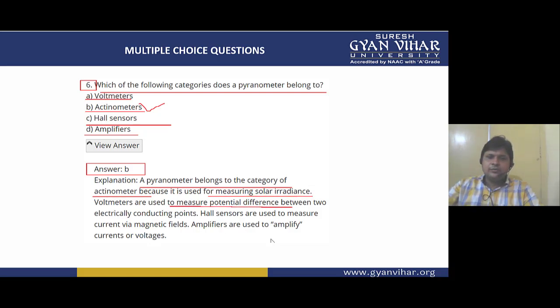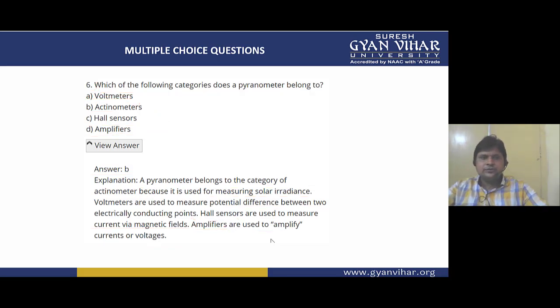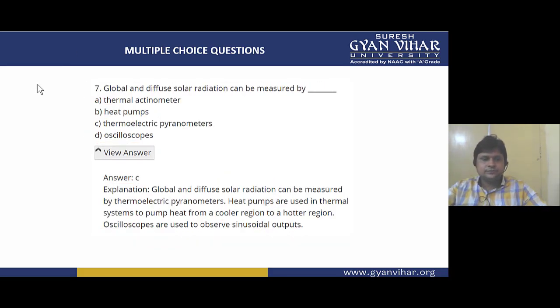Voltmeters, we all know, are used to measure the potential difference, and Hall sensors are used to measure the current via magnetic field. Amplifiers are used to amplify current or voltage. Alright, so you can see that only one among the 4 options is used for the purpose for which pyranometer is also used. So B is the correct option. Let's move into multiple choice question number 7.